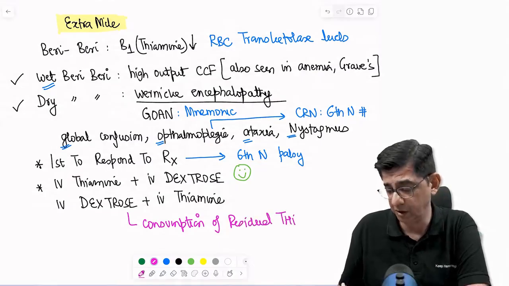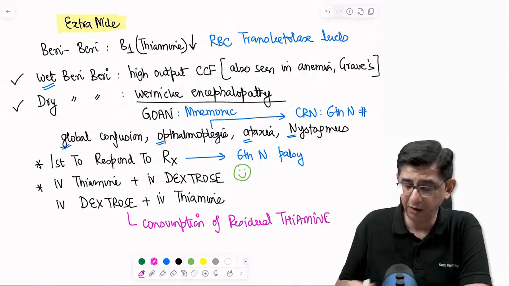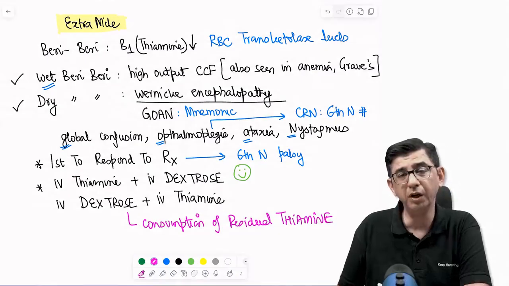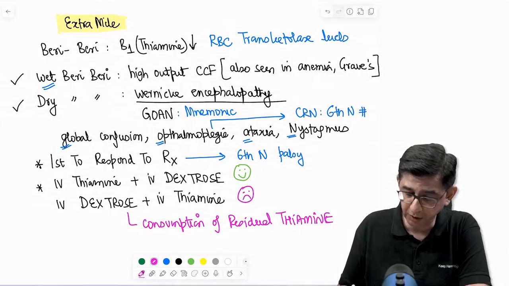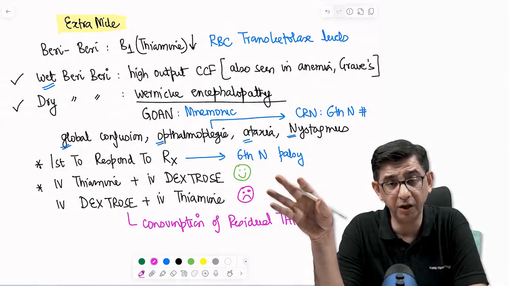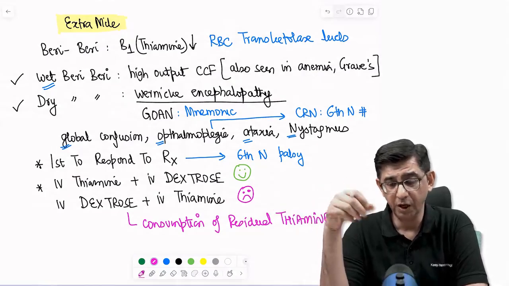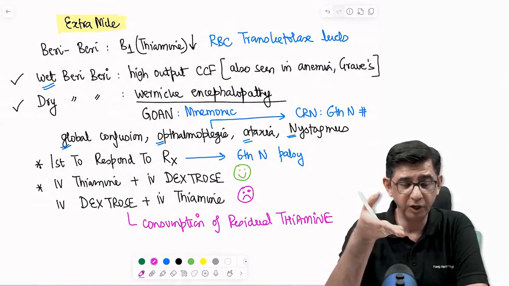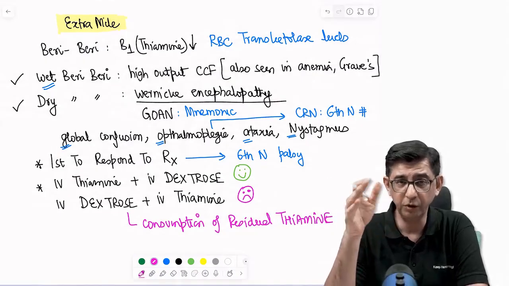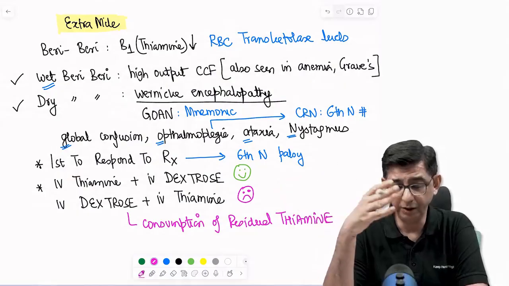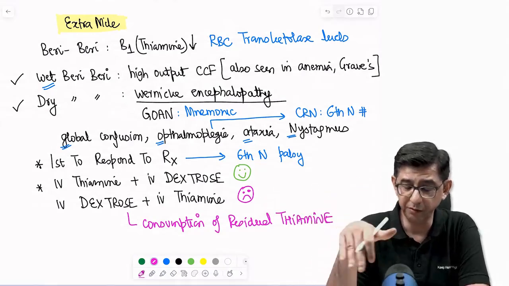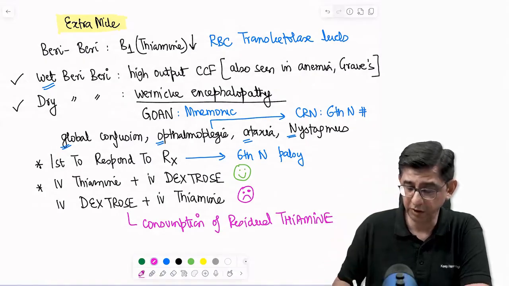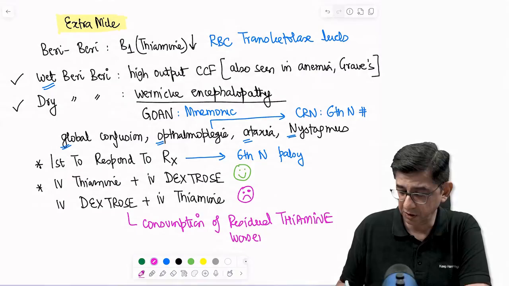I said if by mistake your nurse gives dextrose first to this patient, then there would be consumption of residual thiamine and worsening of neurological features would be seen, and therefore it is not dextrose plus thiamine, it is thiamine plus dextrose. I would like to give a parallel example: in patients of aortic dissection, I said first give beta blocker, then give sodium nitroprusside. Here it is first thiamine because that's the deficiency, and then give dextrose. If by mistake the nurse reverses this, then there can be consumption of residual thiamine, and there could be development of features of WE.